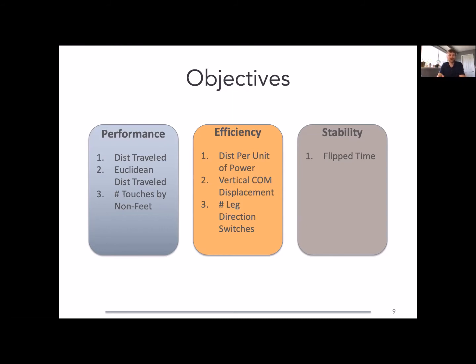And then finally, we've got one, which is stability. This is the flipped time. We try to maximize it. So in the initial generations, if you have a robot that flips over, that's a low flipped time. It turns out that that evolves to the 10 seconds of simulation very quickly. So I won't show any plots on that.